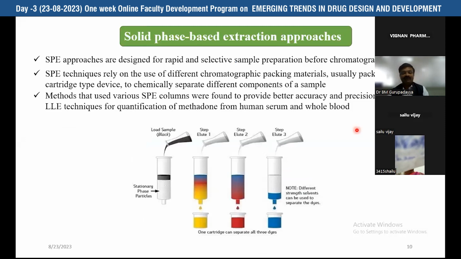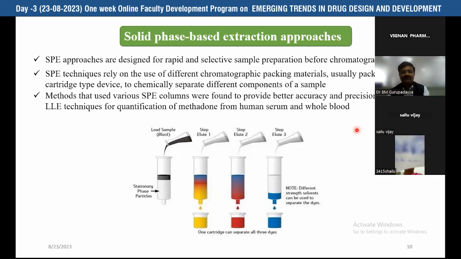I'll move on to one more important methodology for the extraction of drugs, which is solid phase extraction. As we observed in the previous liquid extraction, the sample soluble in the organic solvent is transferred into a non-polar solvent, separated, and evaporated, and you get the molecules of your interest. Sometimes the liquid methodology may not work well for the separation of your molecules of interest.